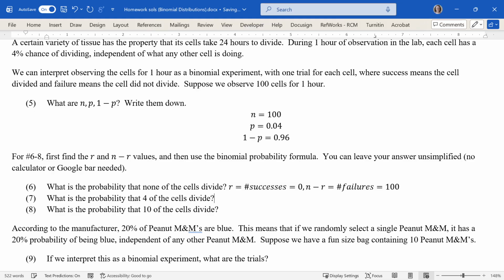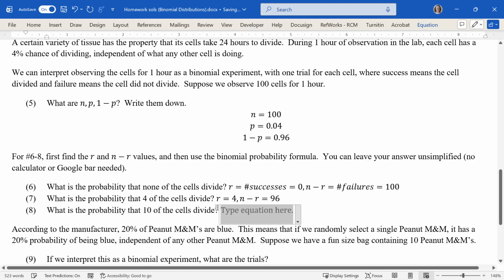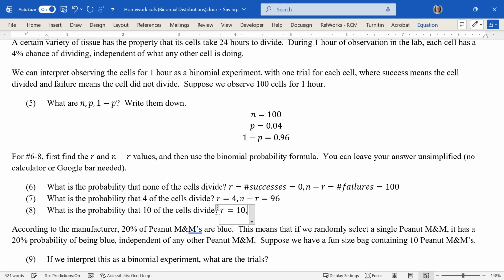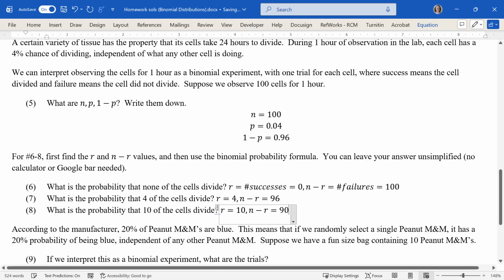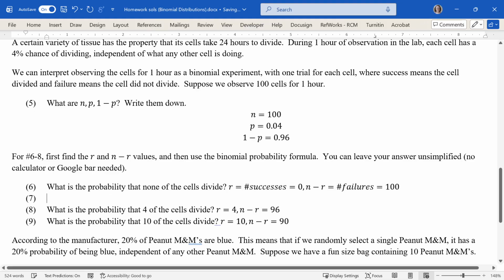And I'm going to go ahead and just do that for these other two as well. So R here, if 4 cells divide, R is 4, and then N minus R is 96. And if 10 cells divide, that's what R is, and then N minus R is 90. Okay, so we need that stuff to plug into the formula.